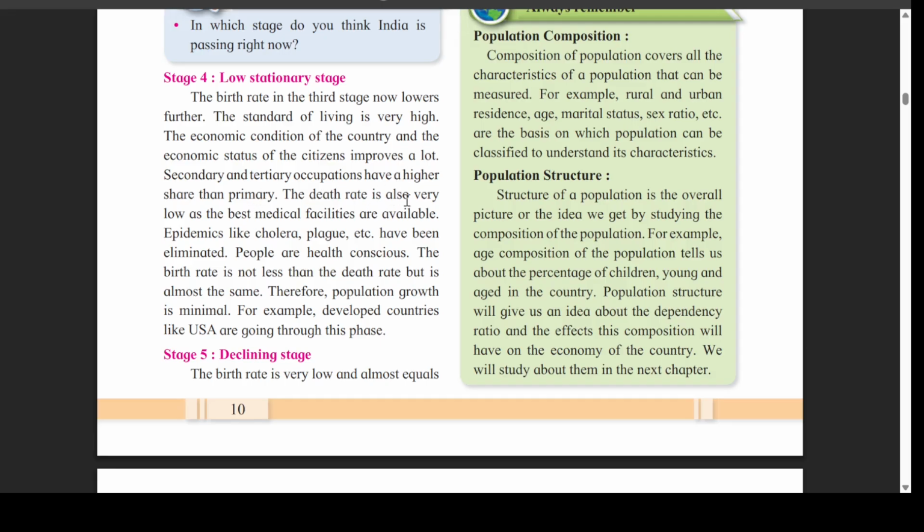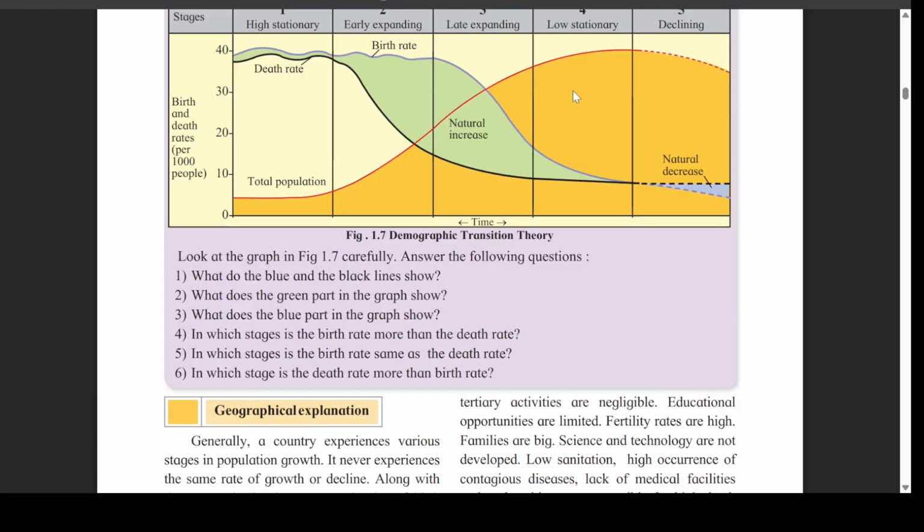The death rate is also very low as basic medical facilities are available. Epidemics like cholera, plague, etc. have been eliminated. People are health conscious. The birth rate is not less than the death rate, but it is almost the same. Therefore, population growth is minimal. For example, developed countries like the USA are going through this phase. This is the low stationary stage. Birth rate is decreasing. That's why population is also stable.